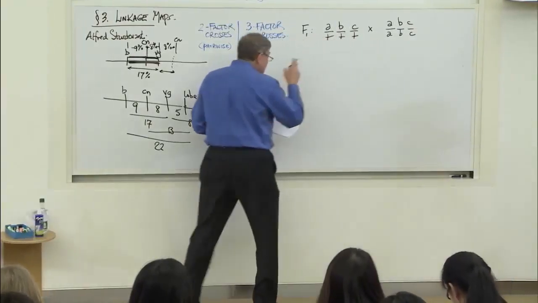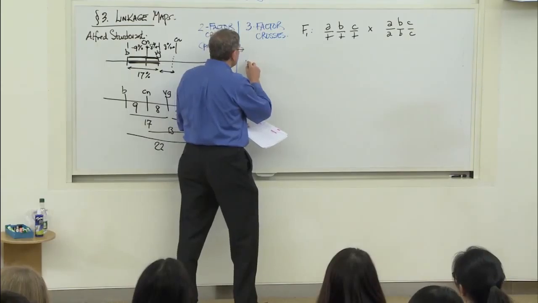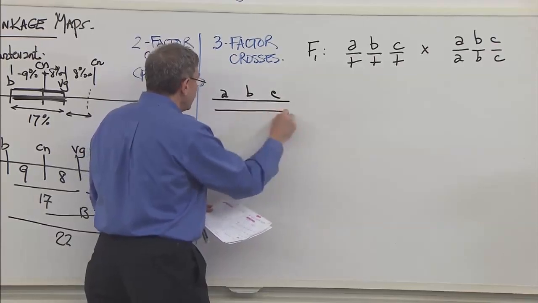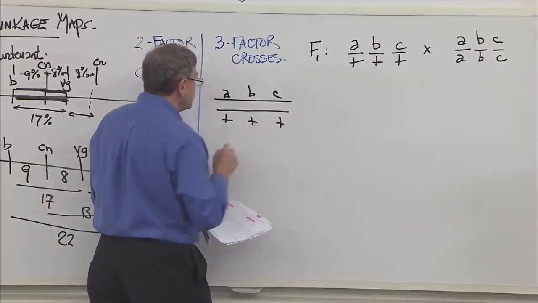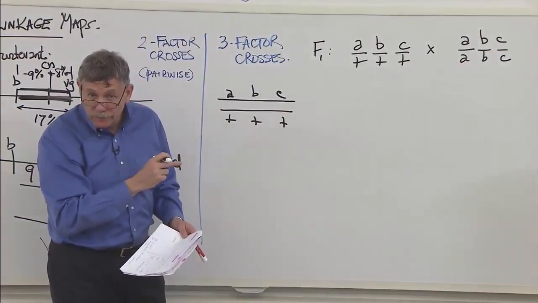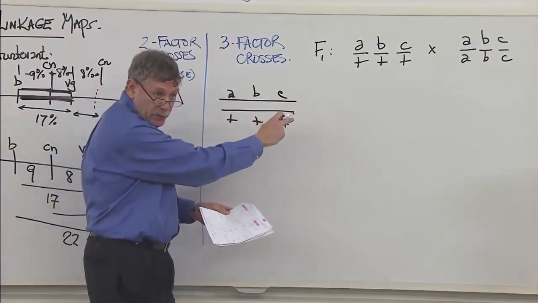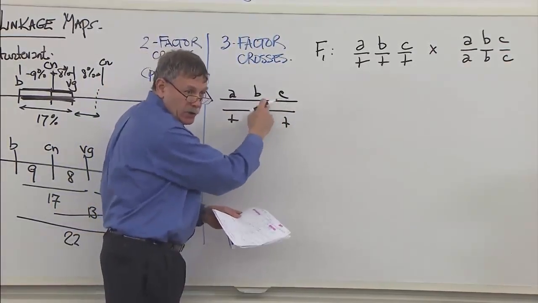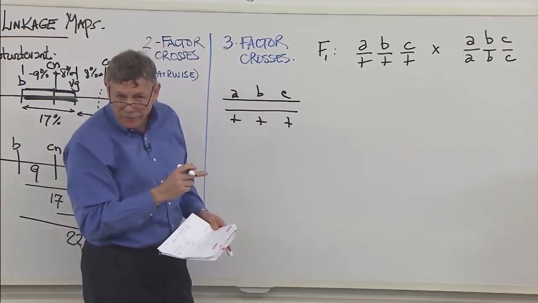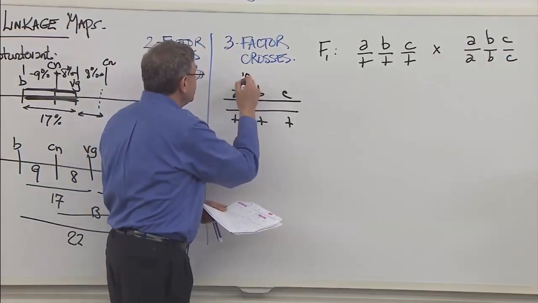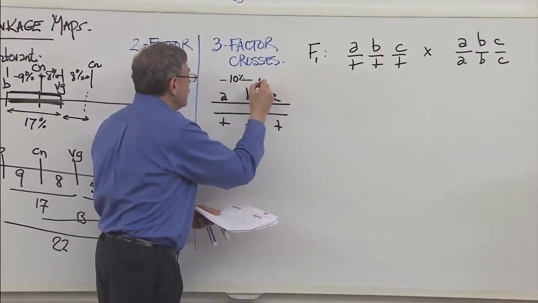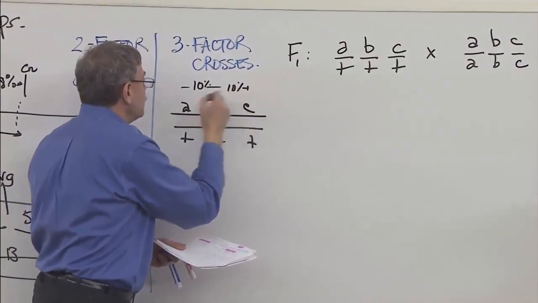If this chromosome theory is right, I've got my A, B, C. I've got my plus, plus, plus. And crossovers could occur. Maybe there's no crossovers, or maybe there's a crossover here or a crossover there. For the sake of argument, let's say this is 10% recombination here and 10% recombination here, just in my simple example.